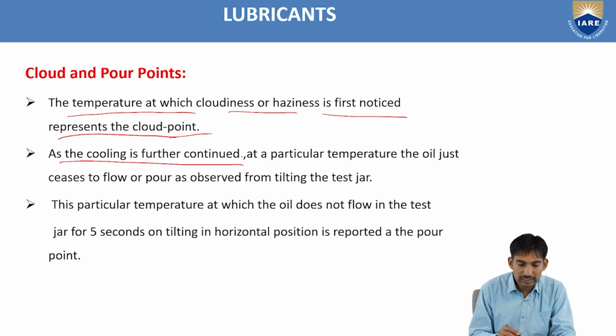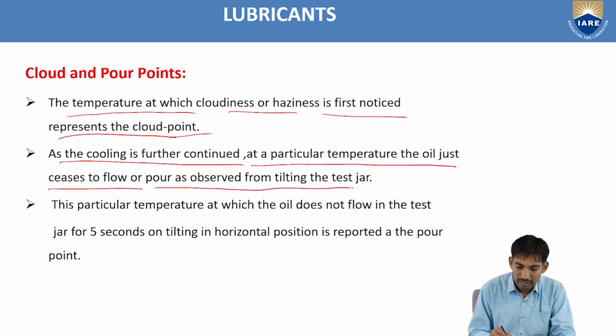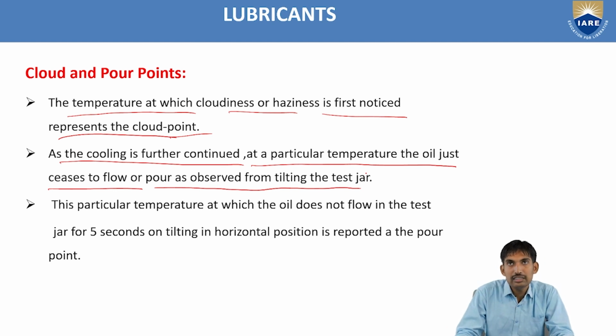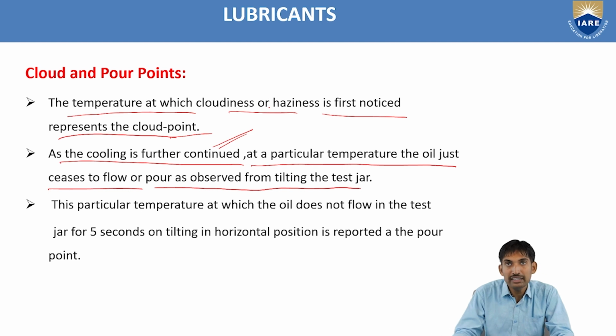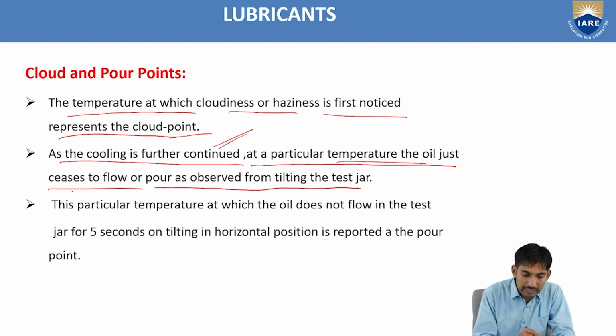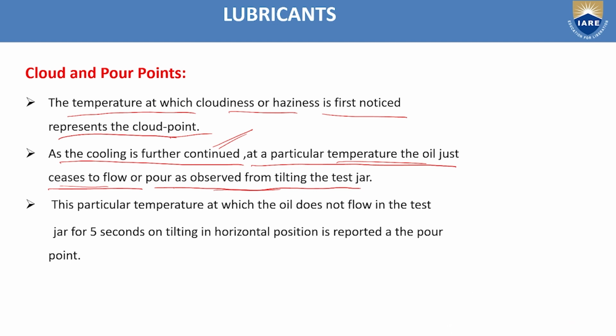As the cooling is further continued after the cloud point, at a particular temperature, the oil just ceases to flow or pour, as observed by tilting the test jar. If we tilt the test jar, the flow will cease at some temperature, and that is called the pour point.